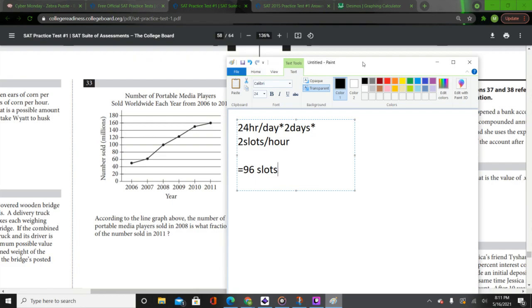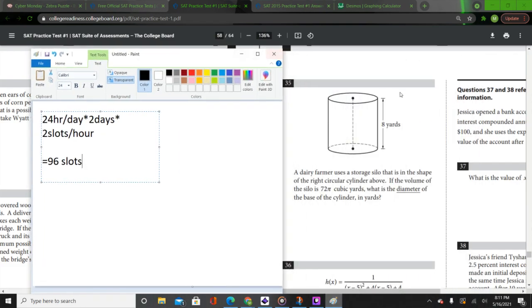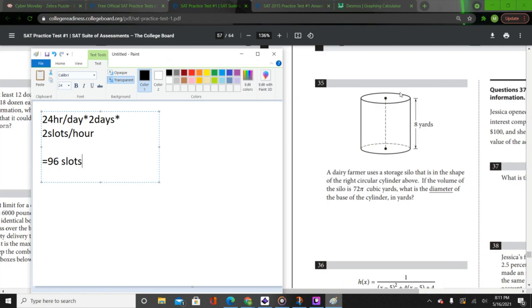35, what is the question here? A dairy farmer uses a storage silo that's in the shape of a cylinder above. If the volume of the silo is 72 pi cubic yards, what is the diameter of the base of the cylinder in yards?